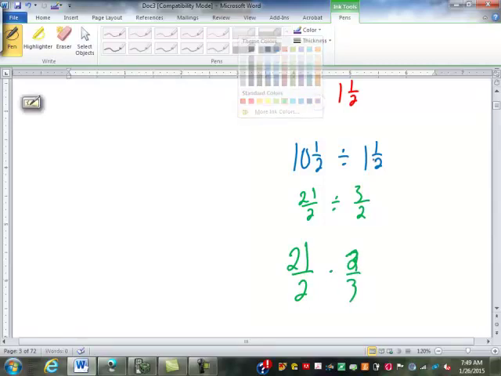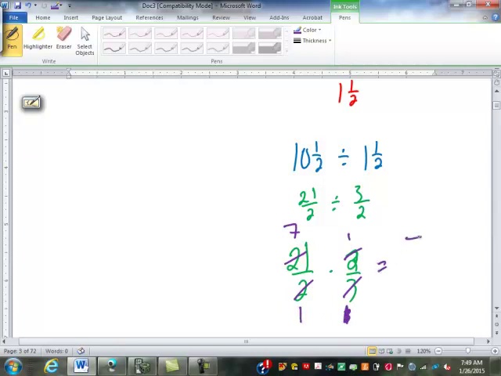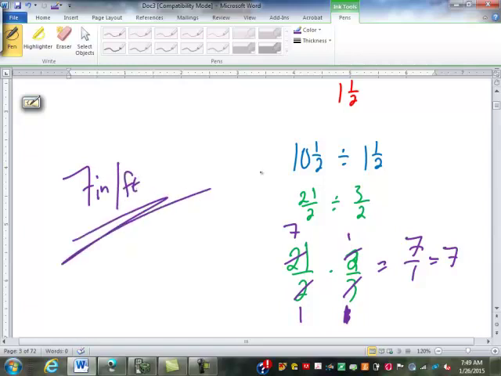Perfect. The 2's cross cancel. 21 and 3 can be divided by 3 to give me 7 and 1. Oops, 7 and 1. So we got 7 over 1, or just 7. So that taper is 7 inches per foot. I see a common mistake made on this: they'd say it's 3.5 inches per foot, but that's because they forgot to convert the radii into diameters.